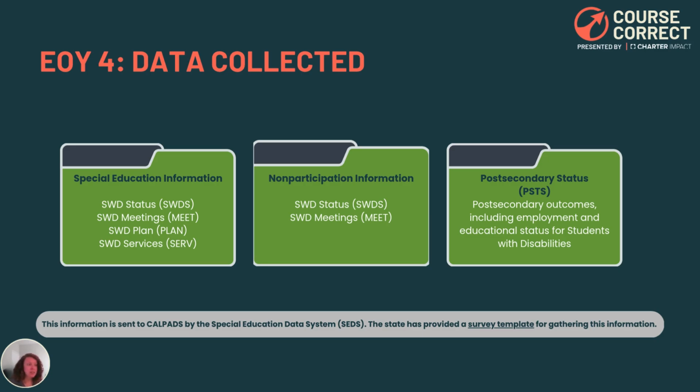The third one is the post-secondary status, the PSTS file. And basically what that is reporting on the post-secondary outcomes. So did the student go on to gain employment? Are they enrolled in a college or university? There's some other outcomes listed on the survey. And the state actually has a template for the survey. The link is provided here. But you're just gathering that information and reporting it out.